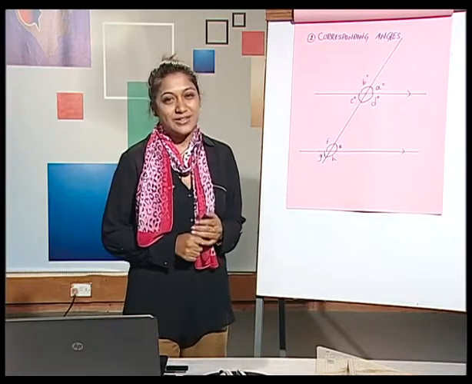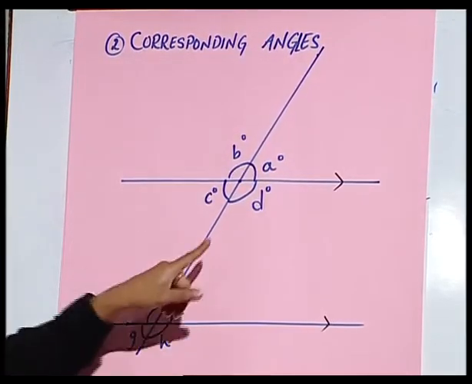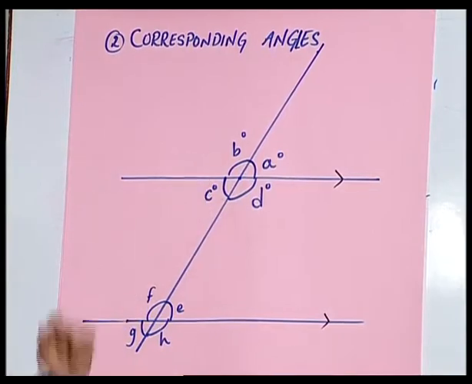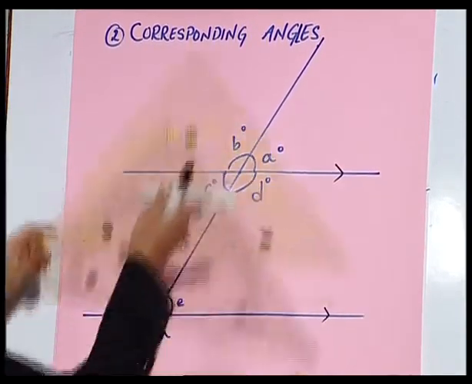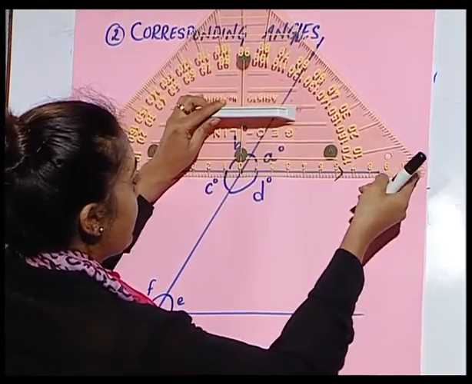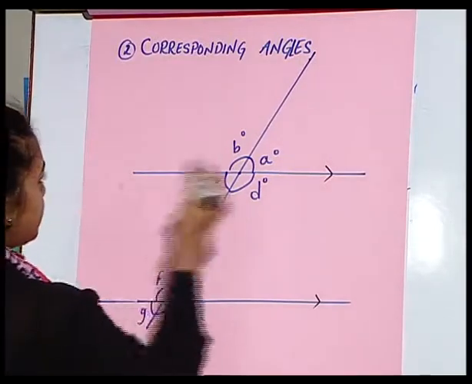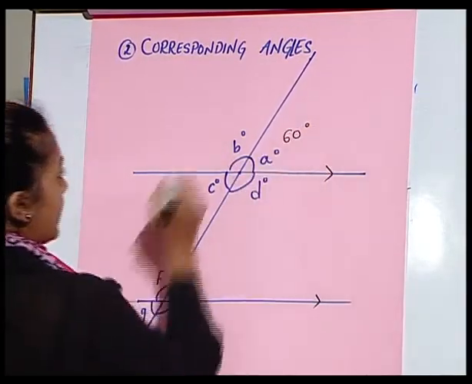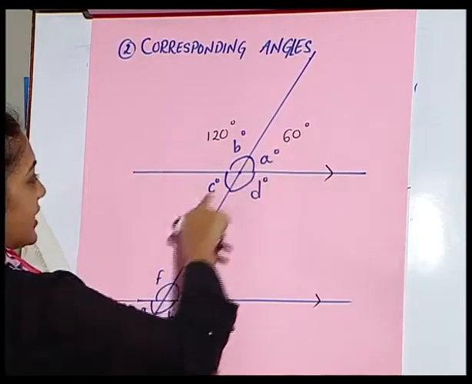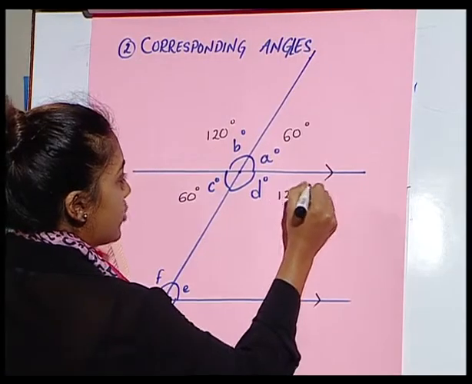Let's learn about corresponding angles. We have two parallel lines and a transversal. At each point of intersection, there are four angles that are formed. We are going to measure each angle. We take our protractor, place the center on the vertex. From the right-hand side up to this arm, it is 60 degrees. Now, here it will be 120 degrees. If we apply our vertically opposite angles, here it will be 60 degrees and 120 degrees.